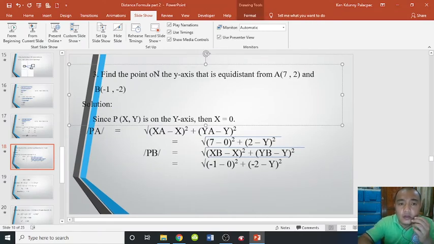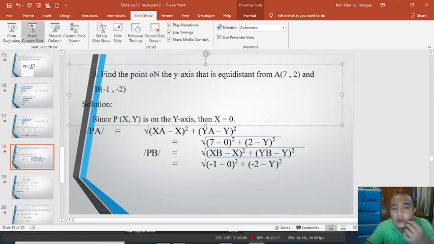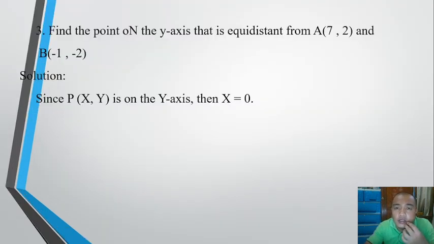Find the point. Find the point on the y-axis that is equidistant from point A (7, 2) and point B (-1, -2).